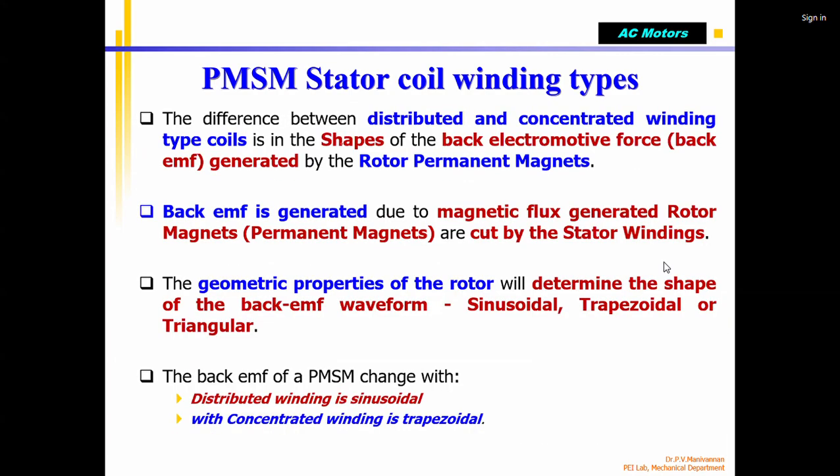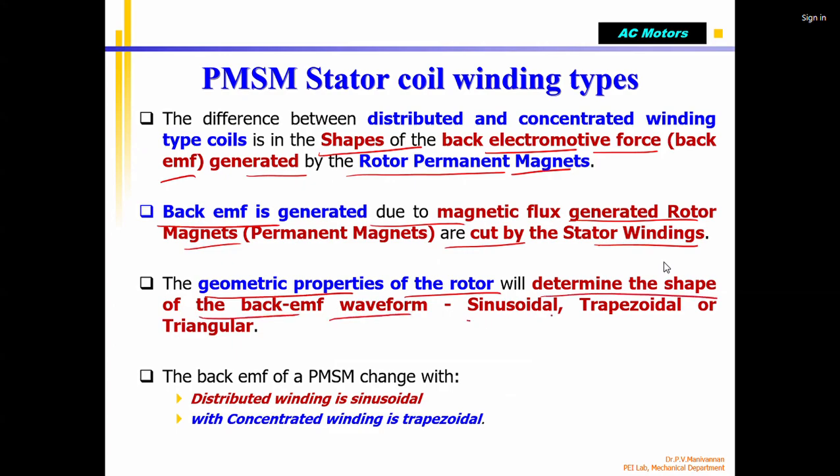The differences between the distributed and concentrated winding type coils are the shapes of the back EMF, the electromotive force generated by the field in the air gap between the rotor and the stator. That is going to be sinusoidal or it can be trapezoidal. Back EMF is generated when the magnetic field produced by rotor magnets is cut by the stator windings. The geometric properties of the rotor determine the shape of the back EMF waveform.